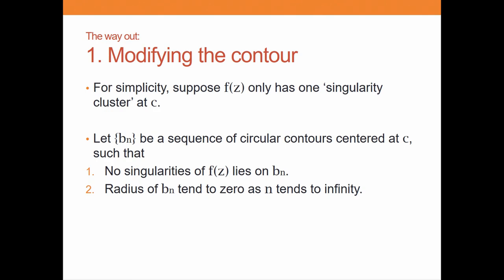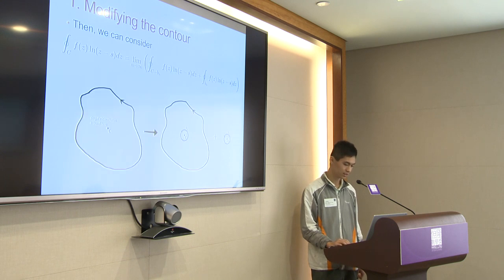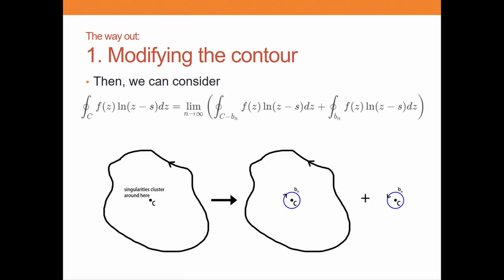Firstly, we modify the contour. Suppose F(z) only has one singularity cluster at c, and let B_n be a sequence of circular contours centered at c such that B_n can avoid all the singularities of F, and it shrinks to 0 as n tends to infinity. So we would like to modify the contour like this. We will subtract a B_n here and add a B_n after that, and also take the limit n to infinity. And in essence, we are doing this modification on the contour.